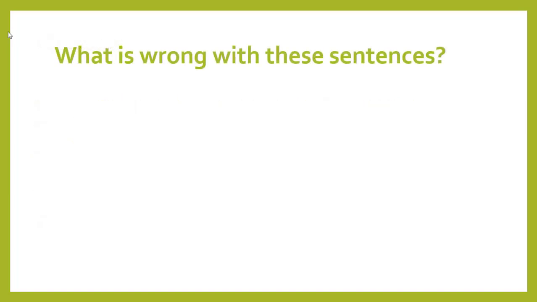Dear students, I am giving you some sentences. You will see what is wrong with these sentences. Sentence number 1 is: We is playing cricket. What is wrong with this sentence? Its subject is plural, but its verb is singular. We is the subject, which is plural, while its verb, is playing, is singular.